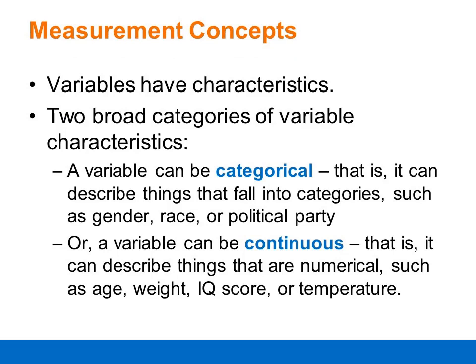All variables have characteristics. We can describe a variable as being categorical. A variable that is categorical describes things that fall into categories or groups, such as gender, race, or political party. We could also describe variables as being continuous. Continuous variables are those that describe things that are numerical, such as age, weight, IQ score, or temperature.